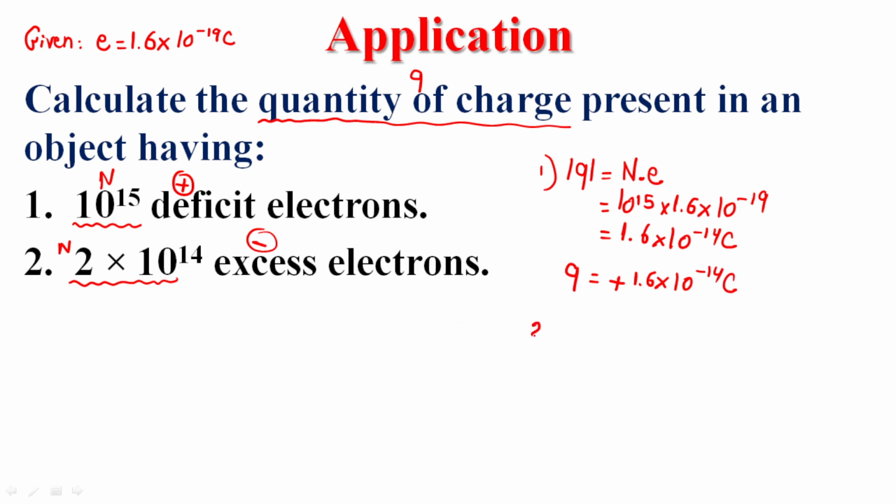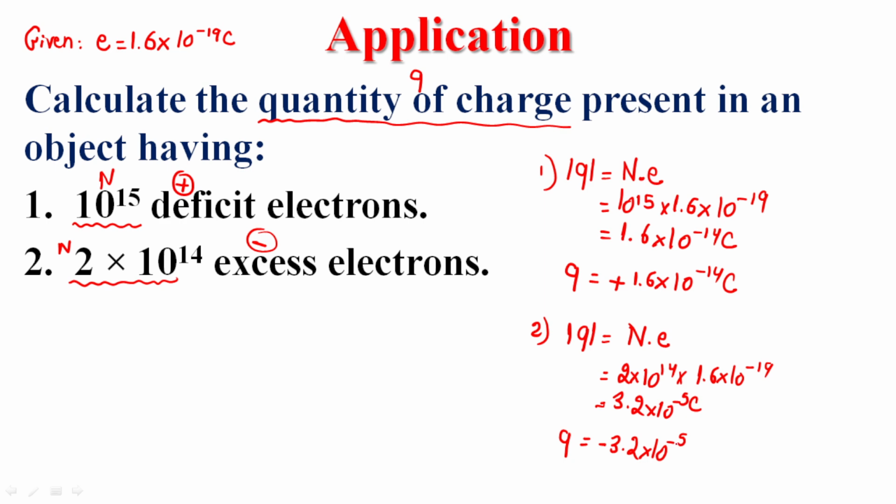Part 2. Again, first we find the magnitude: absolute Q equals N times e equals 2 times 10 power 14 times 1.6 times 10 power minus 19 equals 3.2 times 10 power minus 5 coulombs. Again, after finding the quantity of charge, we found its magnitude. Now the quantity of charge Q comes out as excess electrons, meaning the object is negatively charged, minus this number, 3.2 times 10 power minus 5 coulombs.